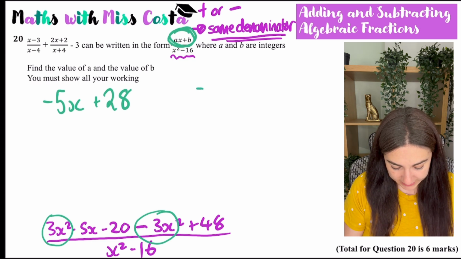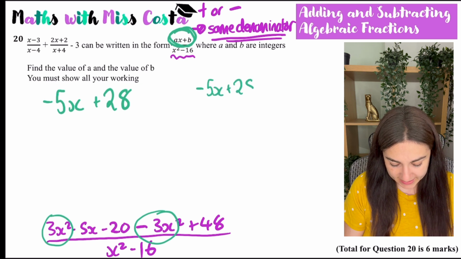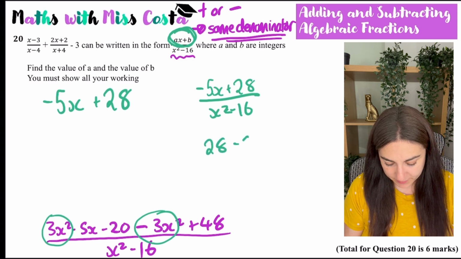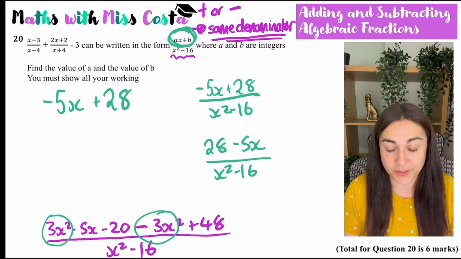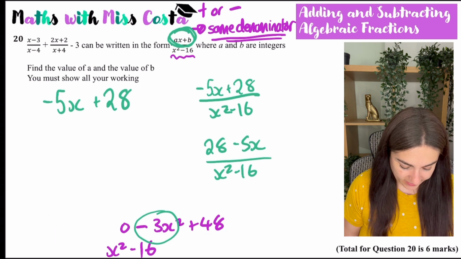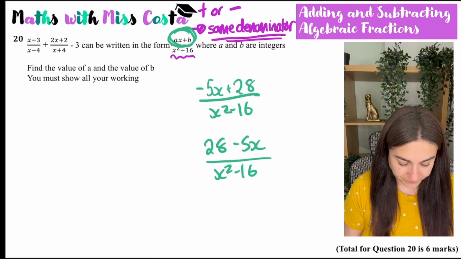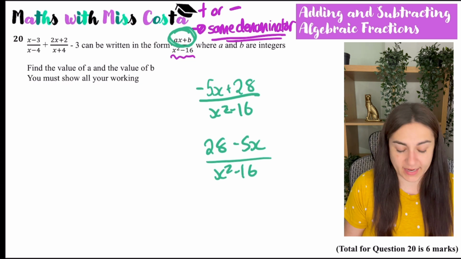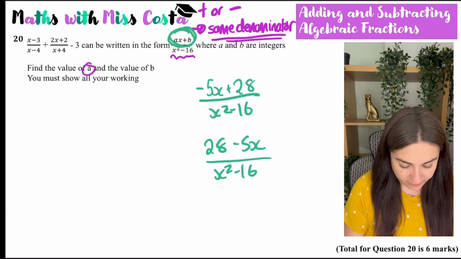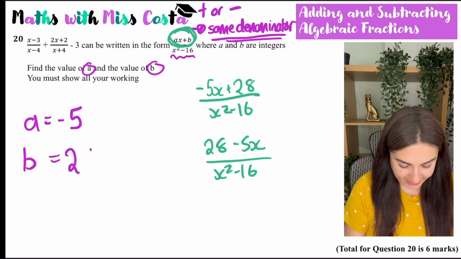So you could leave it as minus 5x plus 28 over x squared minus 16, or you could say 28 minus 5x over x squared minus 16, because it's just nicer not having a negative at the beginning. And you need to find the value of a and the value of b. So the value of a is minus 5 and the value of b is 28.